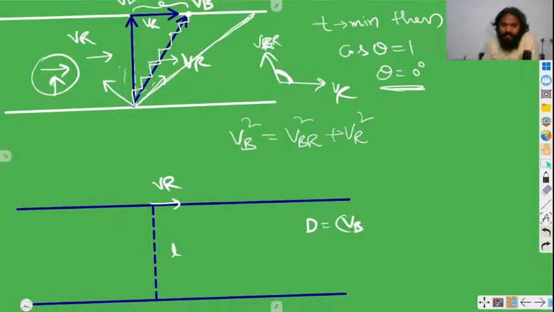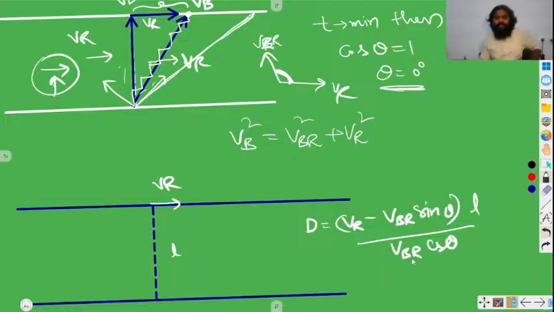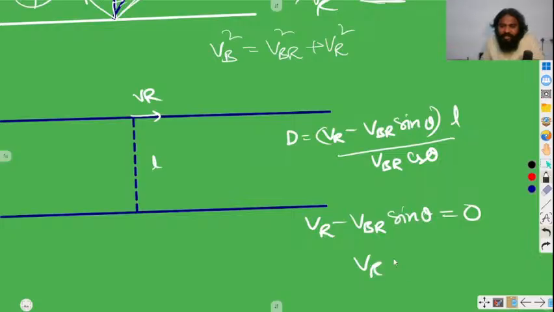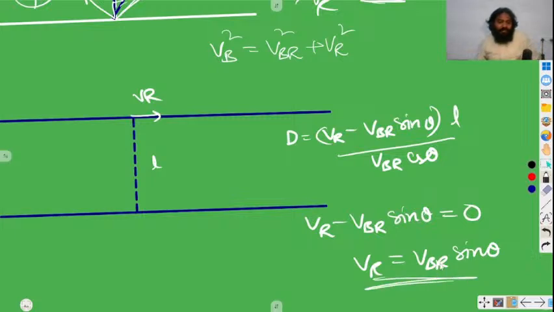Here, if you want to cross the river in the shortest path, not the quickest path, then the drift should be 0, right? That is the main condition. If the drift is 0, the whole term becomes 0, and finally only one thing remains: VR minus VBR sin theta is equal to 0. From this, VR is equal to VBR sin theta. This is the condition to cross the river in the shortest path, meaning the drift is 0.